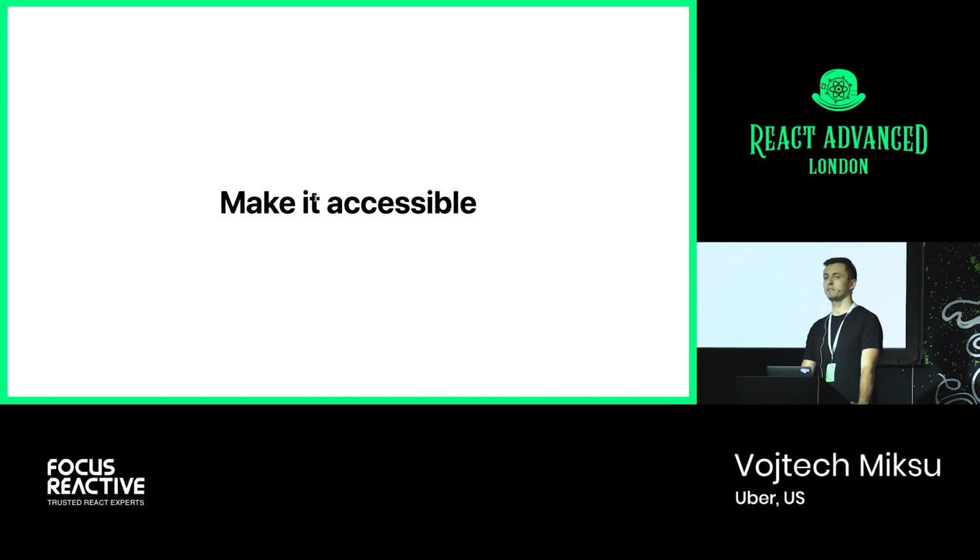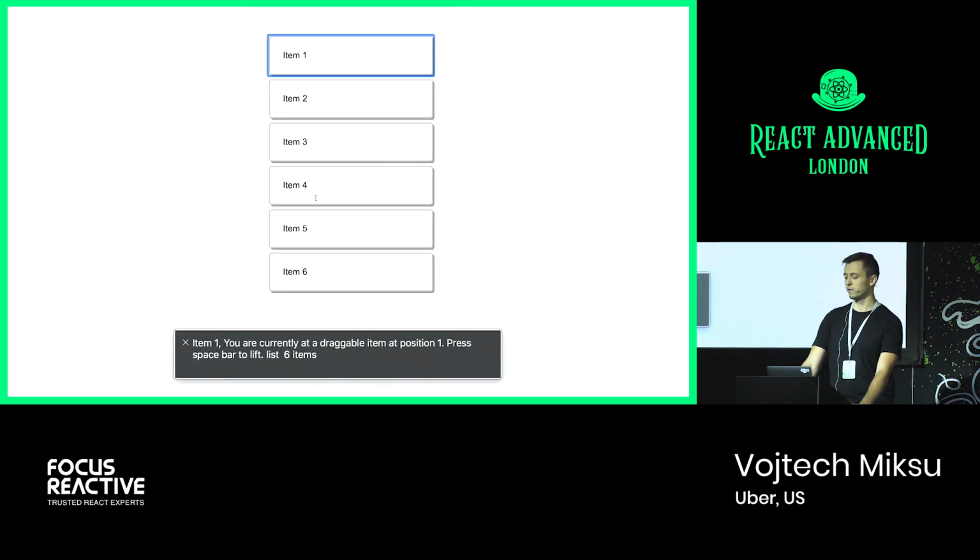All right, let's talk about accessibility. You should be able to use this component only with your keyboard and screen reader. Let me show you how this works. First, you tab to focus an item. And you get this message from screen reader. Item 1, you are currently at the draggable item at position 1. Press spacebar to lift 6 items. So now you know this is a special list. You can take any item and you can lift it and start moving it.